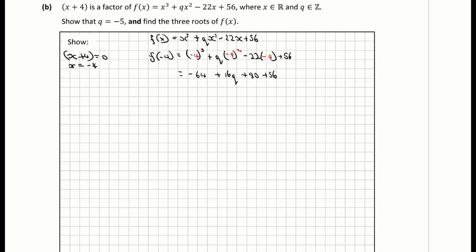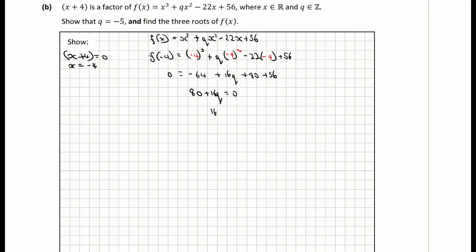Now this is equal to 0 because when you sub it into our cubic equation, it should satisfy it because it's a factor, so it should be equal to 0. So that's why I'm going to let this equal to 0. So minus 64 plus 80 plus 56 is getting me 80 plus 16q is equal to 0. So I'm just going to put the 0 at the back.